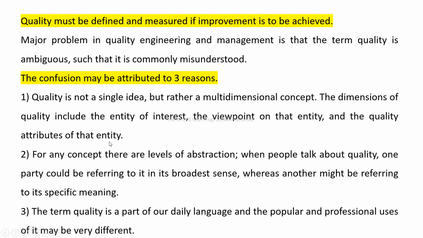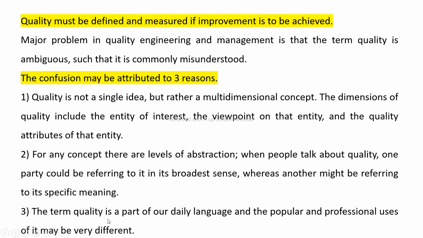The second reason for the confusion is that for any concept there are levels of abstraction. When people talk about quality, one party could be referring to it in its broadest sense, whereas another might be referring to a specific meaning. So it all depends upon the different perspectives to which we are going to refer. This also makes quality ambiguous.